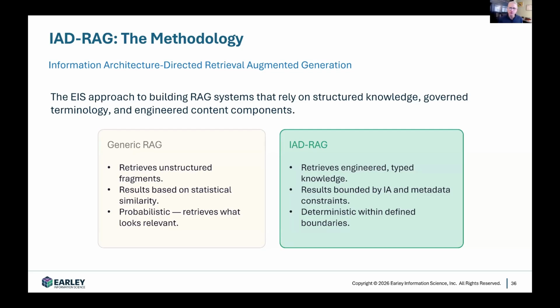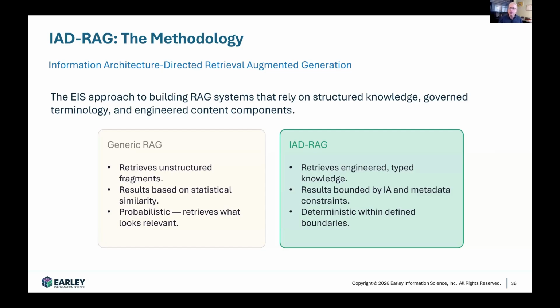Heather, I think this one was one you were going to talk a little bit about. Oh, I'm sorry. So when we look at this, this is generic RAG, retrieval augmented generation, versus IAD-RAG. Generic RAG many times is probabilistic, right? It's not using the structure. It's not retrieving those exact components that you need. When you use information architecture directed RAG, it's getting that typed knowledge back. It's giving you the constraints. It's deterministic as well as probabilistic, meaning it gives you a very specific answer to the question.